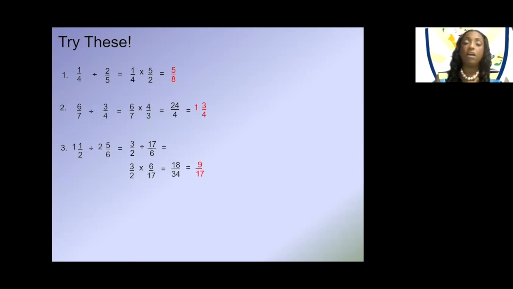Ask yourself, am I done here? Can that be simplified? Yes, it can be. Okay, so again, you want to find a number that divides equally into both the numerator and denominator. In this case, it's 2. 2 can go into 18 9 times, and 2 can go into 34 17 times.